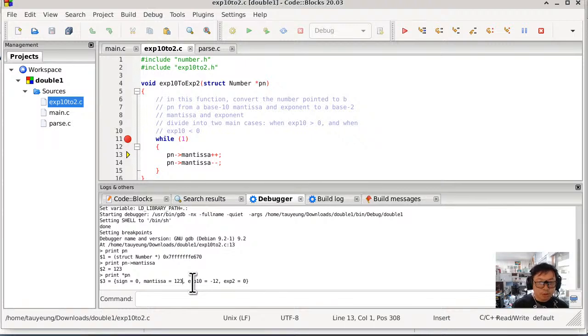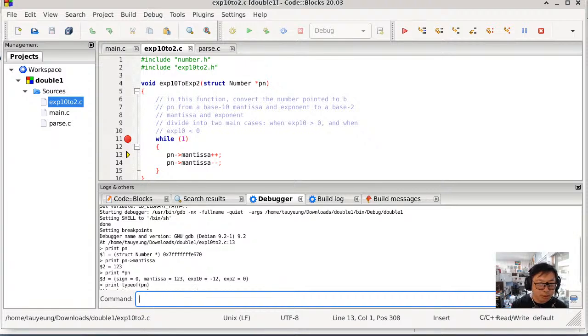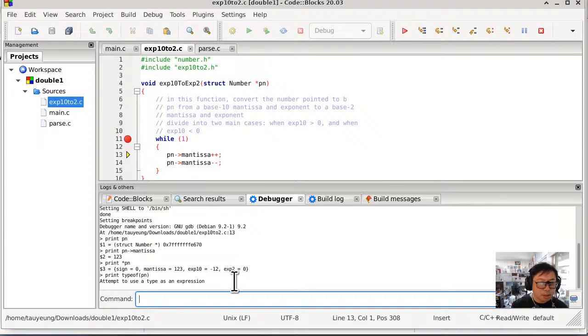All right, so now the question is, how do we... it's an operator. Okay, so pn. I'm not sure whether typeof works here or not, so let me try it. Nope, it does not. There's no typeof. It is a pointer to, yes, so the arrow is saying, treat whatever is on the left-hand side as a pointer, and then treat whatever is on the right-hand side to be a member of the structure that the left-hand side is pointing to.